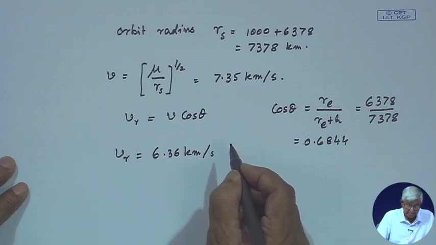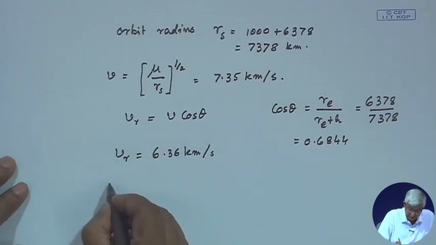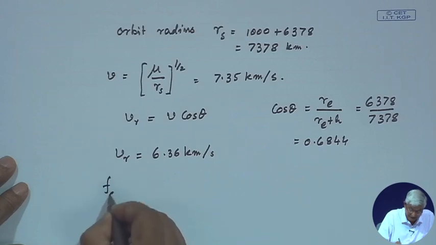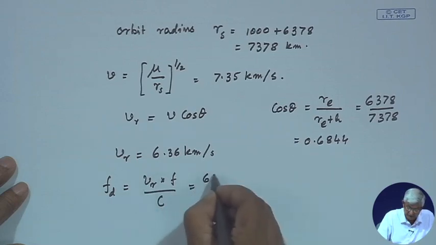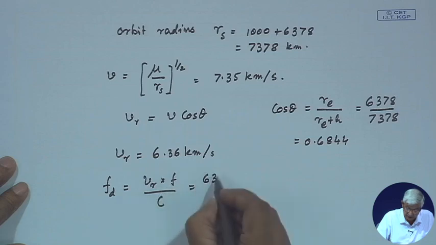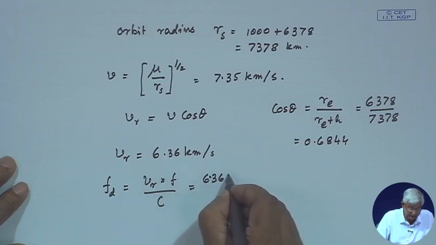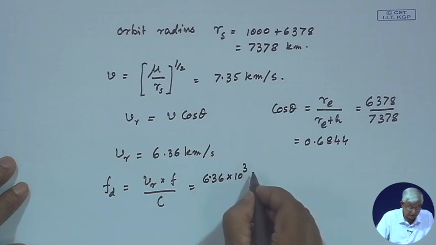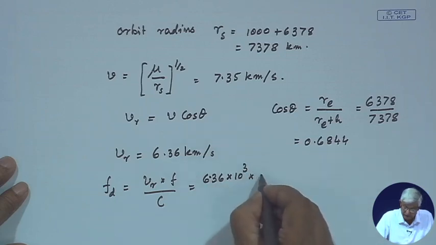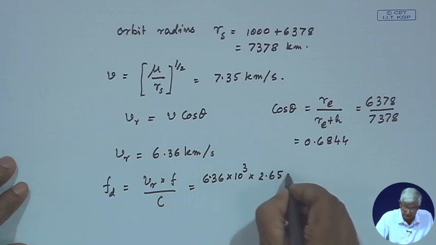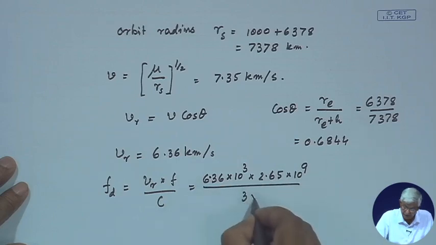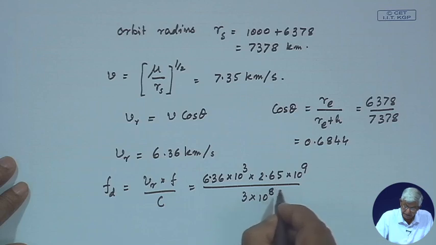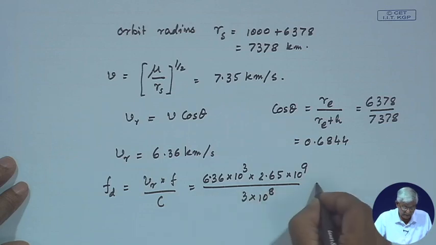And now the Doppler shift we find out. So, Doppler shift, let us call fd the Doppler shift, is Vr into f by c, which is, Vr is 6.36 kilometer, that is times 10 to the power 3, and the frequency was 2.65 gigahertz, that is 10 to the power 9, divided by the velocity of light, we assume 3 into 10 to the power 8 meters per second. This kilometer is converted to meter.